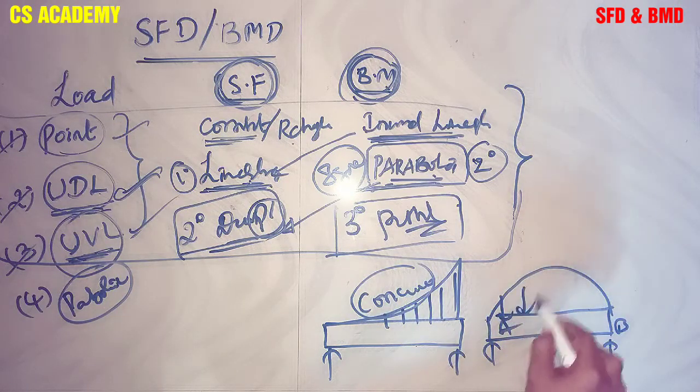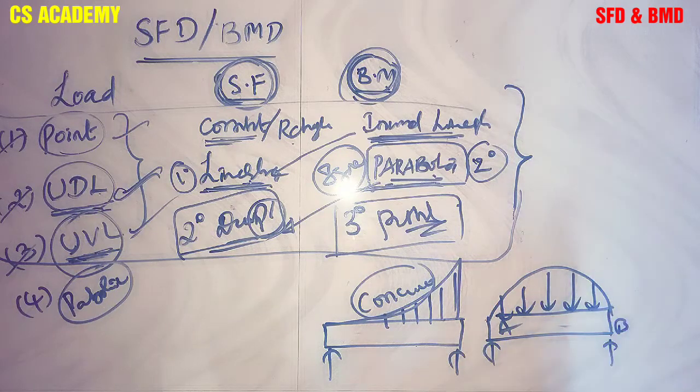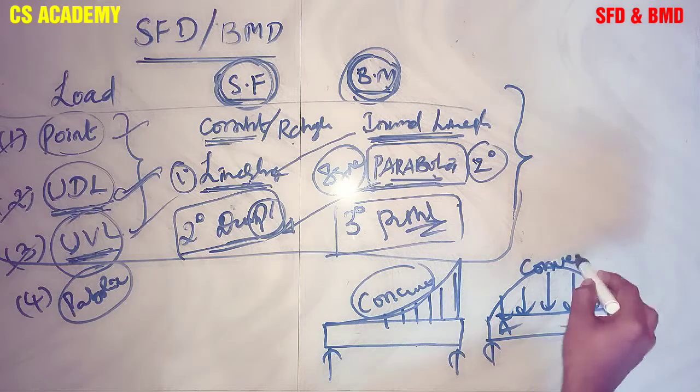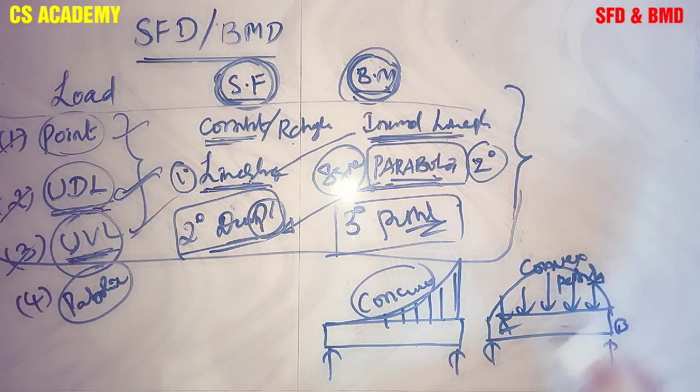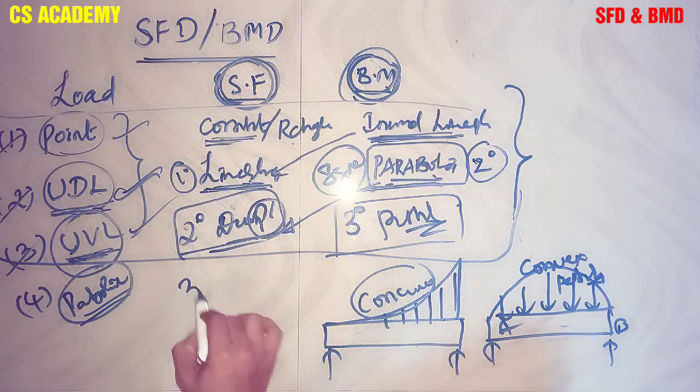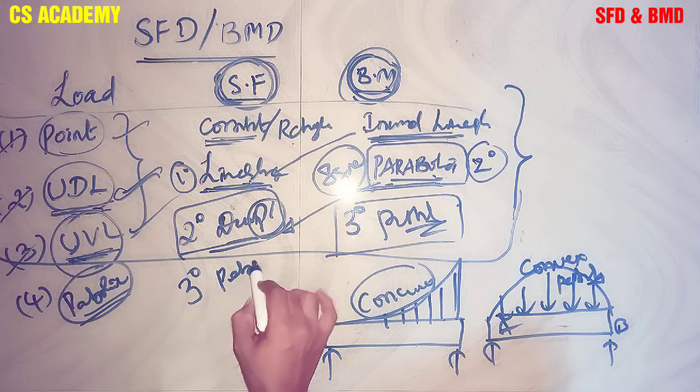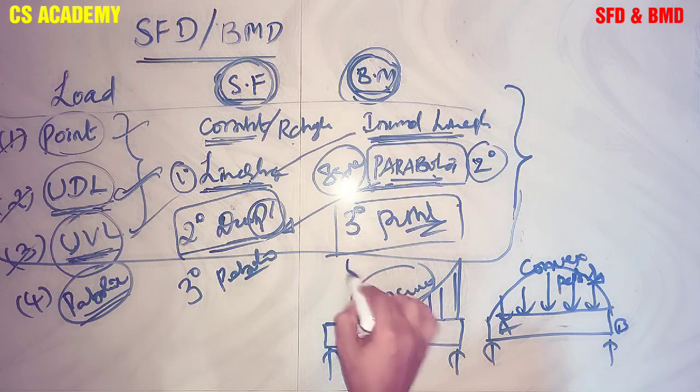These are the two different types of loads of the same thing, which is acting on the beam. This is a concave parabolic and this is the convex parabolic load. So if the load itself is a parabolic shape, what exactly is the shear force distribution? It is a cubic parabola or third degree parabola, and this is the fourth degree parabola.